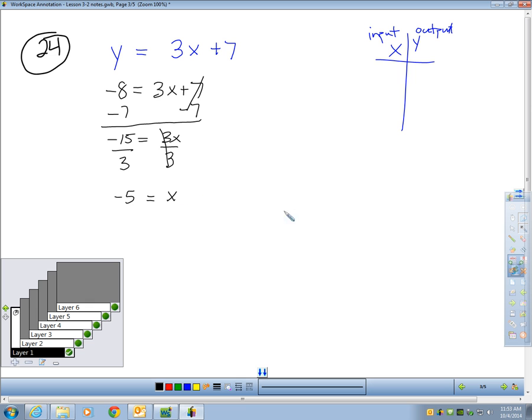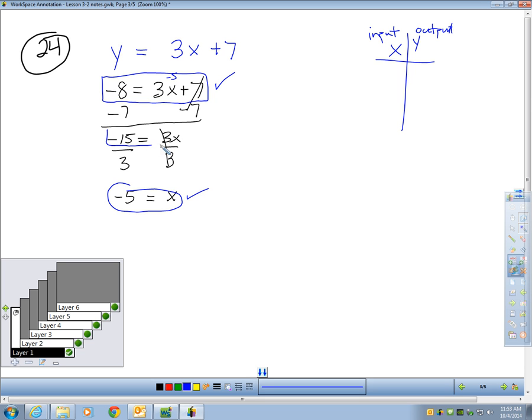Let me check it. I think my answer is supposed to be negative 5. Let's see if that works. So if I go up here and put a negative 5 in for x, 3 times negative 5 is negative 15, and negative 15 plus 7 does give me negative 8. This equation is equivalent to this one.